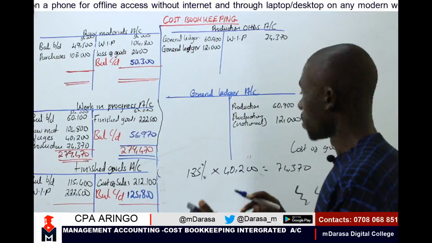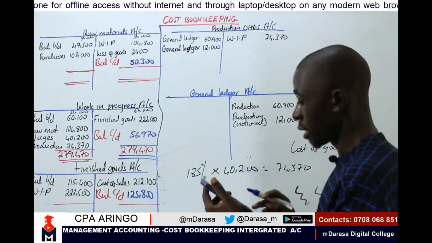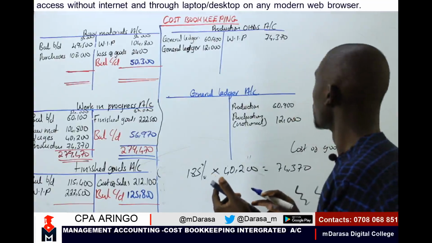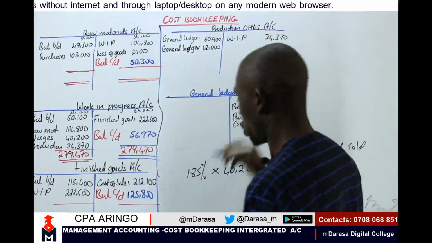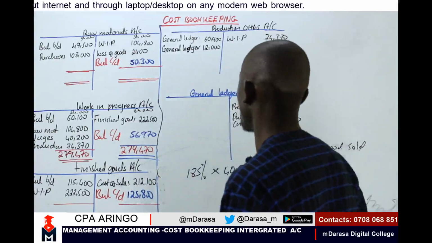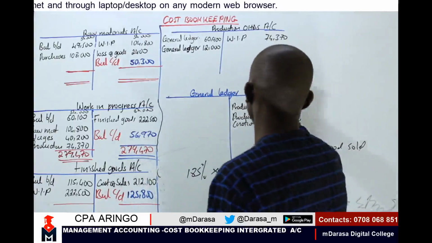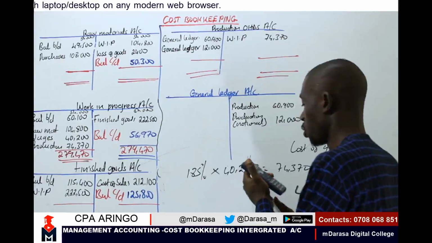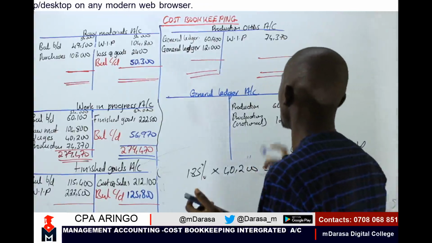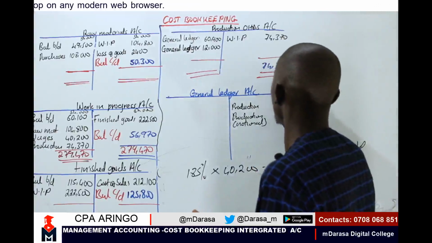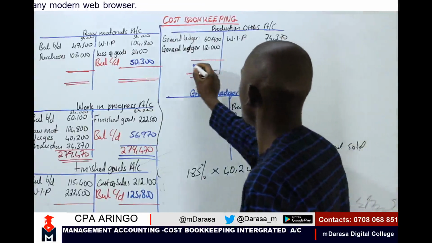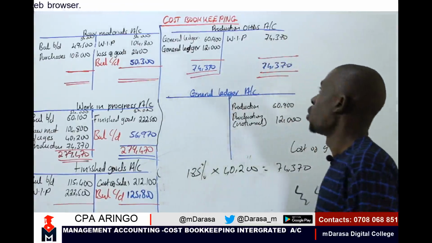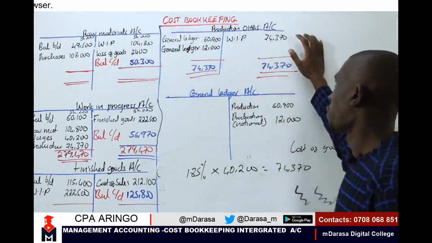So production, I'm having 6,900 plus 12,000. So it should be having, meaning that the credit side is more than the debit side. So it should be having here 74,370. So this is where you should be very keen. So what we charged in production was 74,370.